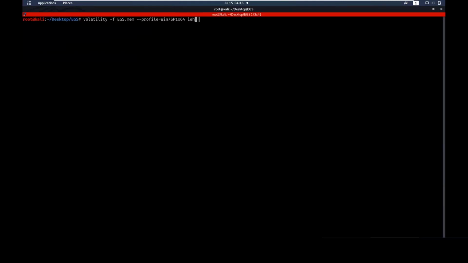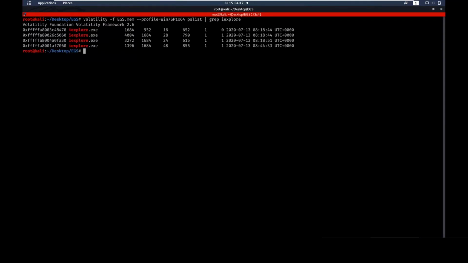First, I use the PS list and look for IE Explorer. Okay, I have 4 IE Explorer processes. So I choose the first one.